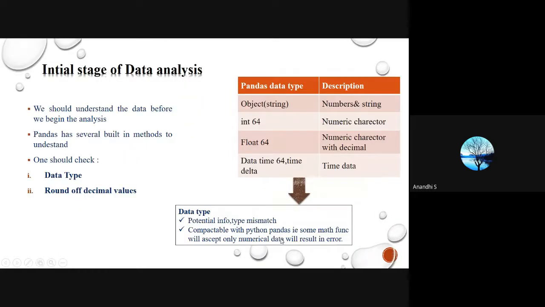First, the initial stage. In the last slide itself, I told that one should check the data type. If it is detected in a default manner, we have to correct it as per the requirement, and we have to round off the decimal values for uniformity in the analysis. We all know the pandas data types, like object, string, integer, float, and date time. Before going for analysis, we should understand the data. That's the main point.